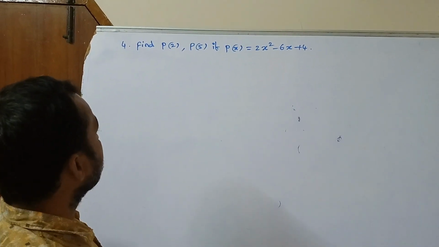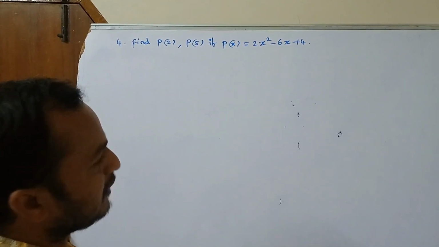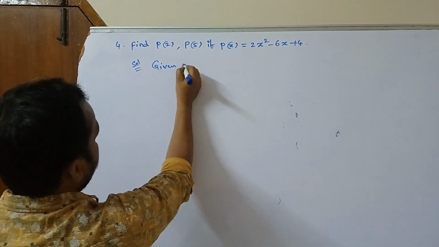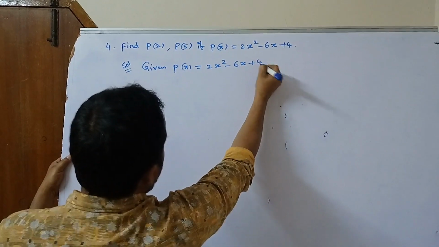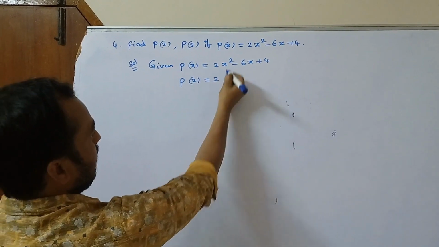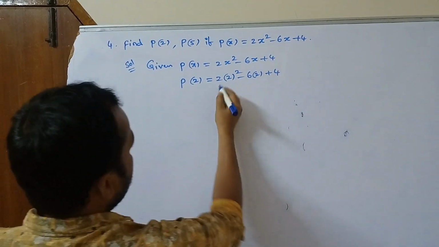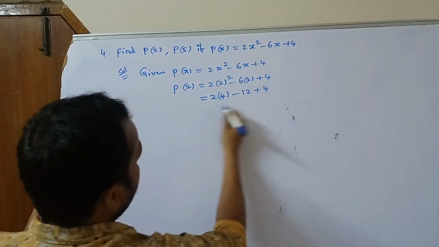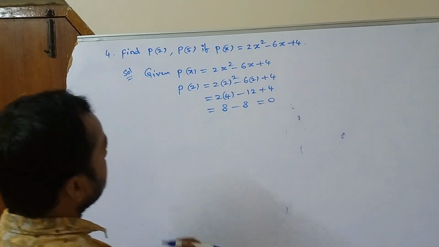Now, fourth question. Find p of 2 and p of 5 if p of x equals 2x square minus 6x plus 4. Given p of x equals 2x square minus 6x plus 4. Now p of 2: take x as 2. 2 into 2 square is 8, minus 6 into 2 is 12, plus 4. 8 minus 12 plus 4 is 0.